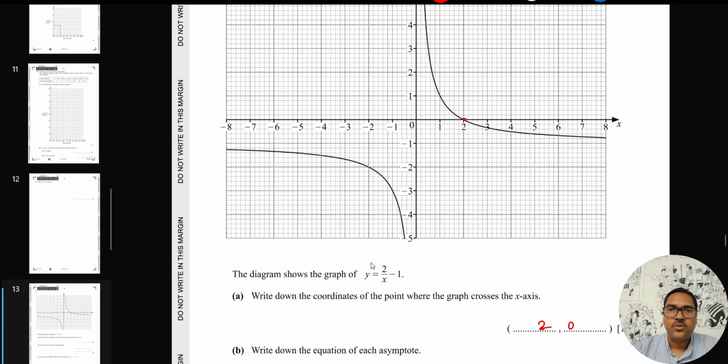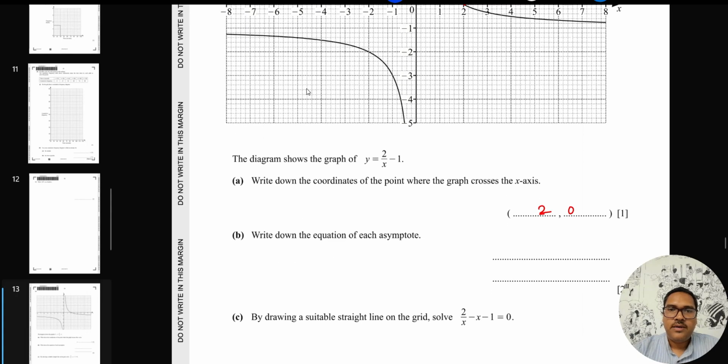Now if you write the equation of asymptote, we know that when you have y is equal to a upon x minus p plus q, then what is the equation of asymptote? Asymptote is x is equal to p and y is equal to q. This is the asymptote. Okay.